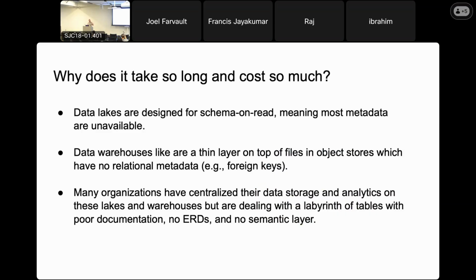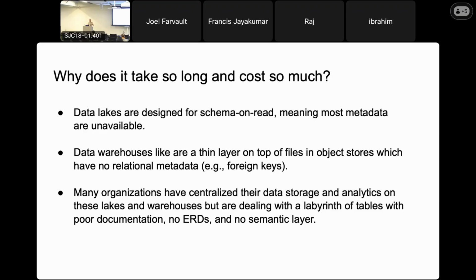So my question is, why does it still take so long in 2025? Given an Iceberg lake, these modern stacks, given a Databricks catalog, why is it taking so long to understand the data and prep it for analytics and AI? Well, most of these were designed for schema on read, right? That's a feature, not a bug. So most of the relational metadata about the interconnectedness of all of your files and tables is just not there because we didn't have to document it up front. We threw a bunch of tables in the data lakes and then accumulated this tech debt over the years, right?